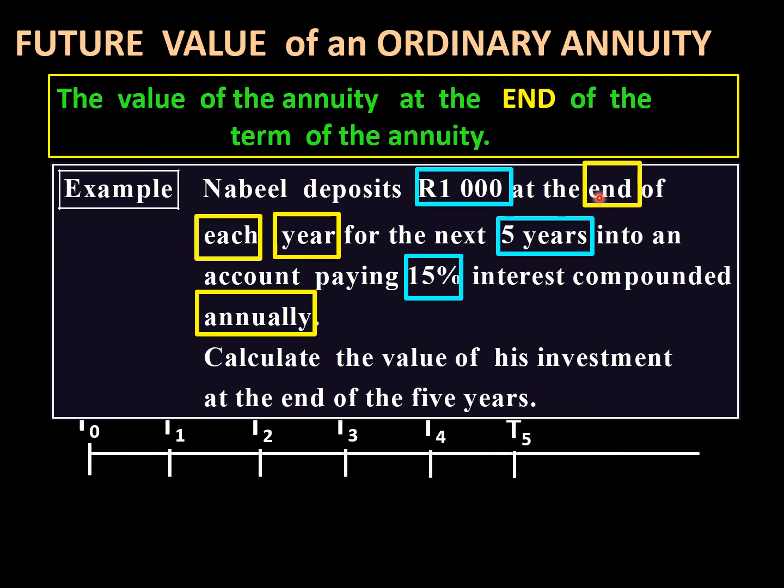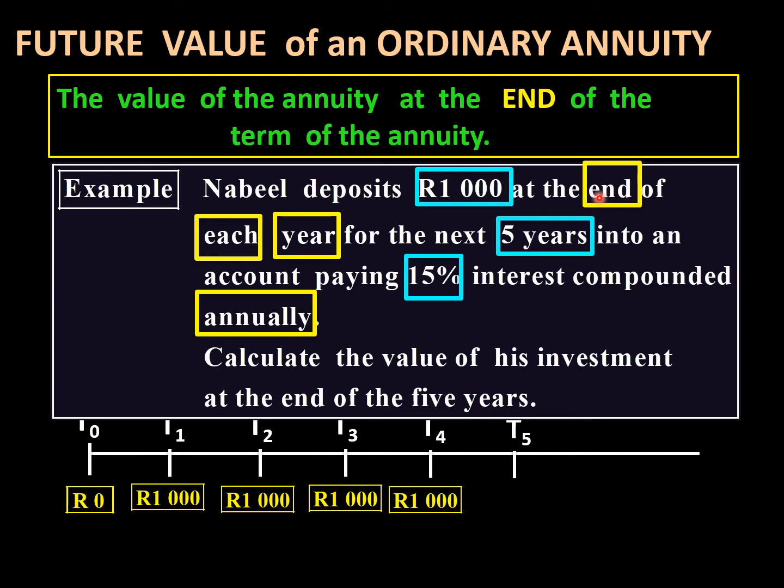So let's put out our timeline there. So let's see, we start off. Initially we had nothing, so he deposits at the end of the first year 1,000, then the next year 1,000, and then the next year 1,000, and the next year, and we want to know what is the value of all his deposits at the end of 5 years.